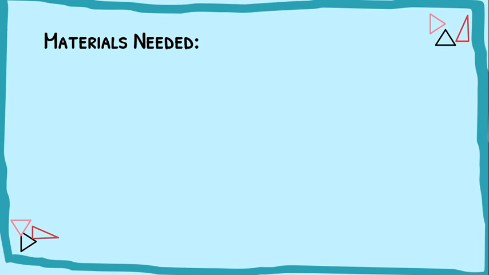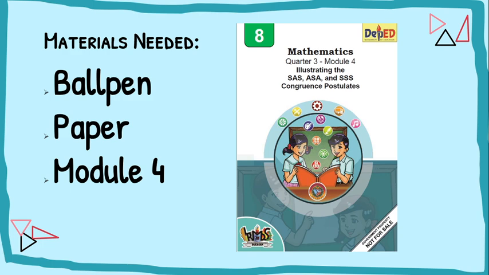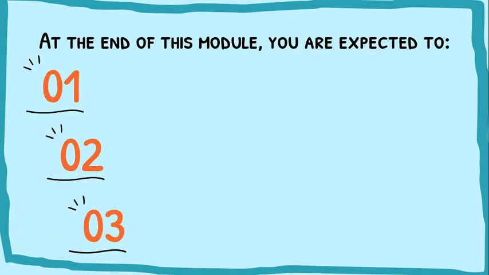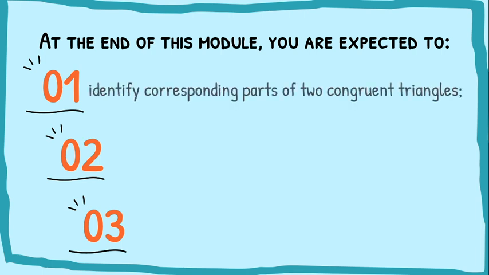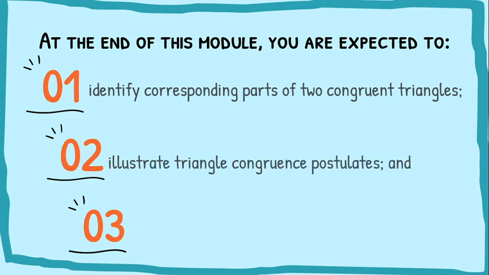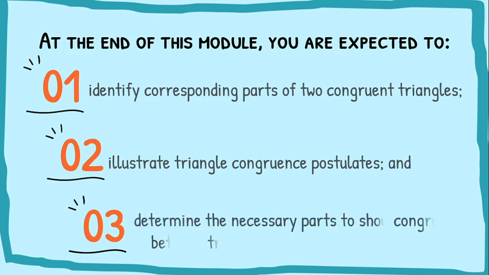For our today's lesson, the materials needed are ballpen, paper, and of course your Module 4 for Quarter 3, which is illustrating the SAS, ASA, and SSS congruence postulates. So here are the objectives for this module. At the end of this module, you are expected to identify the corresponding parts of two congruent triangles, illustrate triangle congruence postulates, and determine the necessary parts to show congruence between triangles.